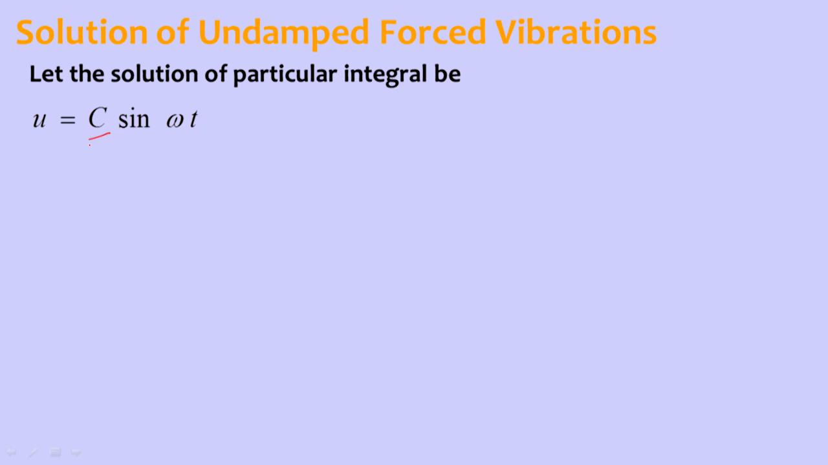So if u is an assumed solution, then let us derive u double dot. So u double dot is 2 times differentiation of this term. If we differentiate this 2 times, what happens is we get omega cos omega t, and if we differentiate again, it will become minus omega sin omega t multiplied by again omega. So we get minus omega squared c sin omega t.